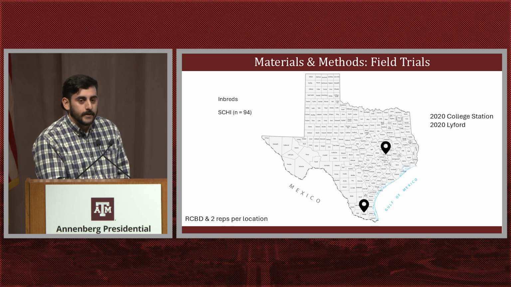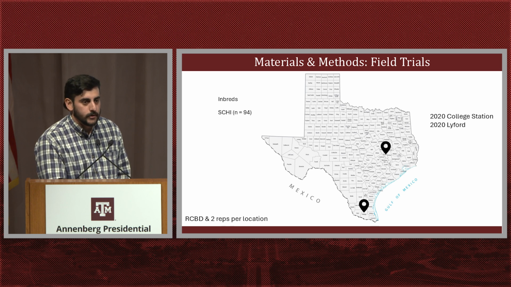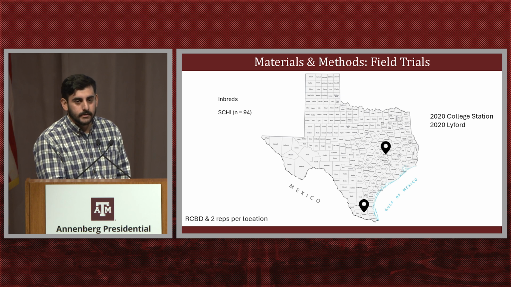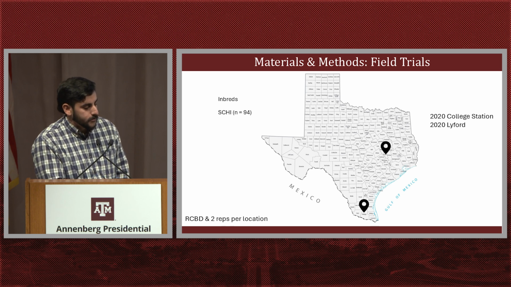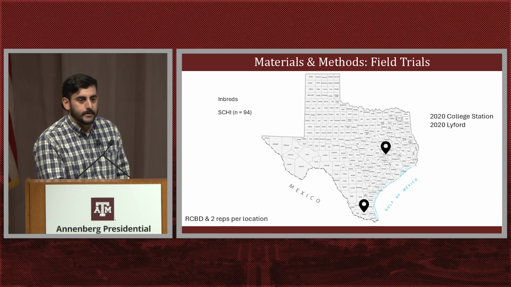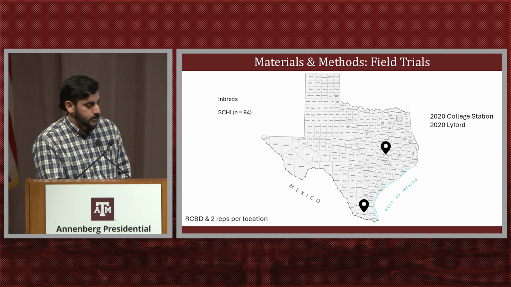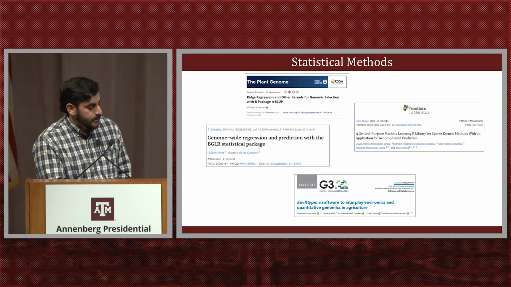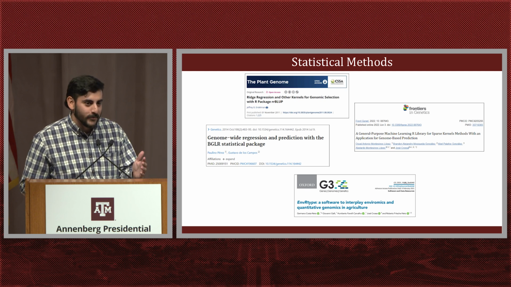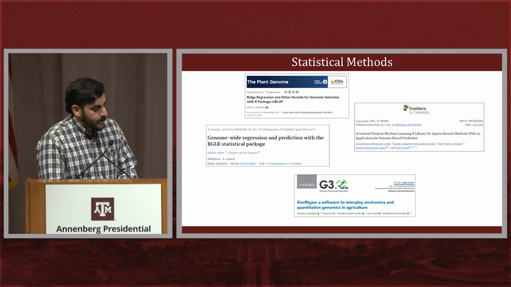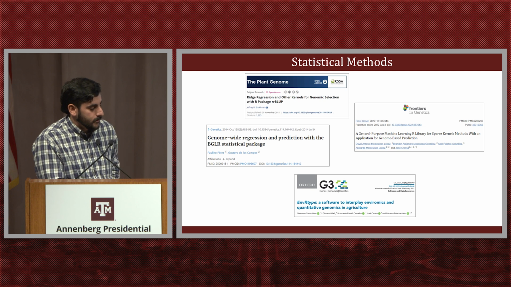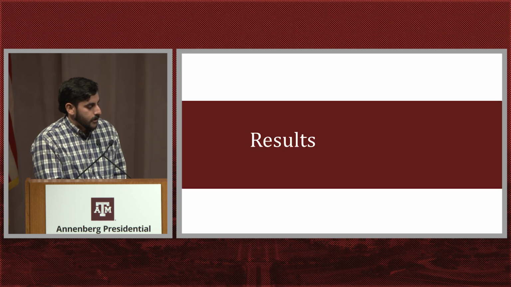I should also mention that we phenotyped the inbreds for grain yield, which we don't normally do, but to arrive at questions of heterosis and some other things, we wanted to go ahead and plant these out. So in 2020, we did that in Central and South Texas, in College Station and Lyford. So we do have inbred data on those parents as well. And for the statistical methods, I have to thank the creators of RRBLUP and the BGLR package, and as of late, the SKM package, and then EnviroType as well. Those are the workhorses for these models that I'm about to show.